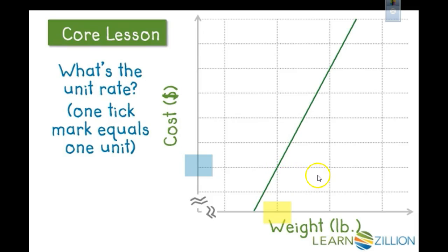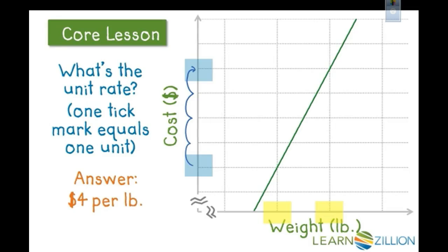To find the unit rate, imagine that you decided that you wanted 1 more pound than you had planned. Find the corresponding tick mark on the y-axis. And you can see that that 1 additional pound resulted in a cost of 4 additional dollars. So even without seeing any specific numbers on the axes, we know that the unit rate is $4 per pound.